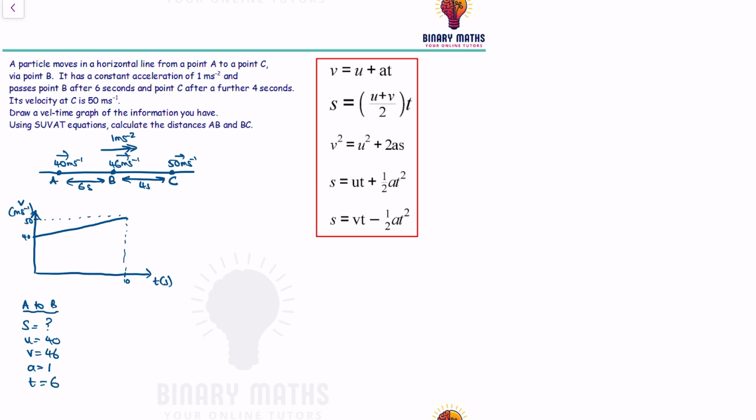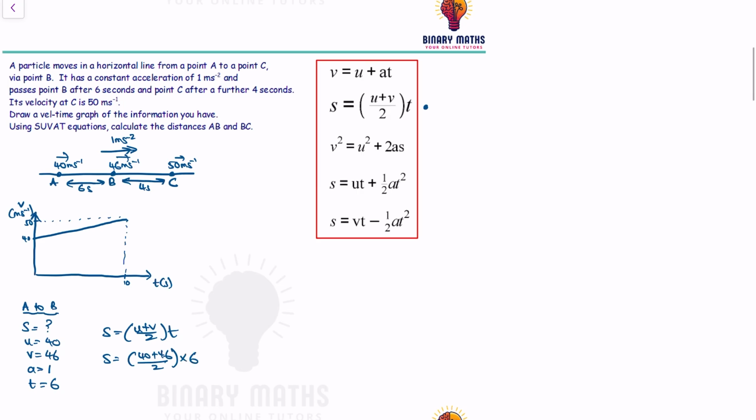Because you have everything here, you can use any of these formulas, but I'm going to go for this one. S is equal to u plus v over 2 times t. So S will be equal to 40 plus 46 over 2 times 6. If you put that into a calculator, you end up getting 258 meters. So from A to B, the particle has traveled 258 meters.